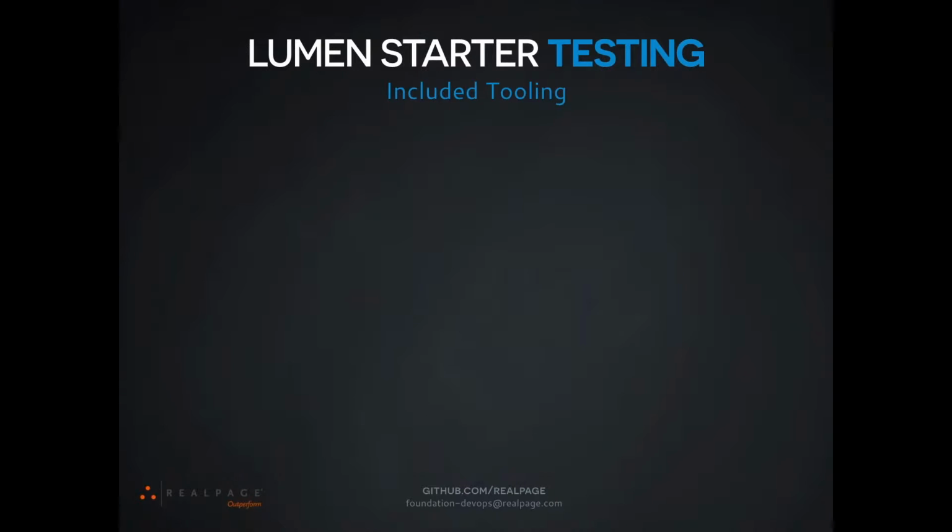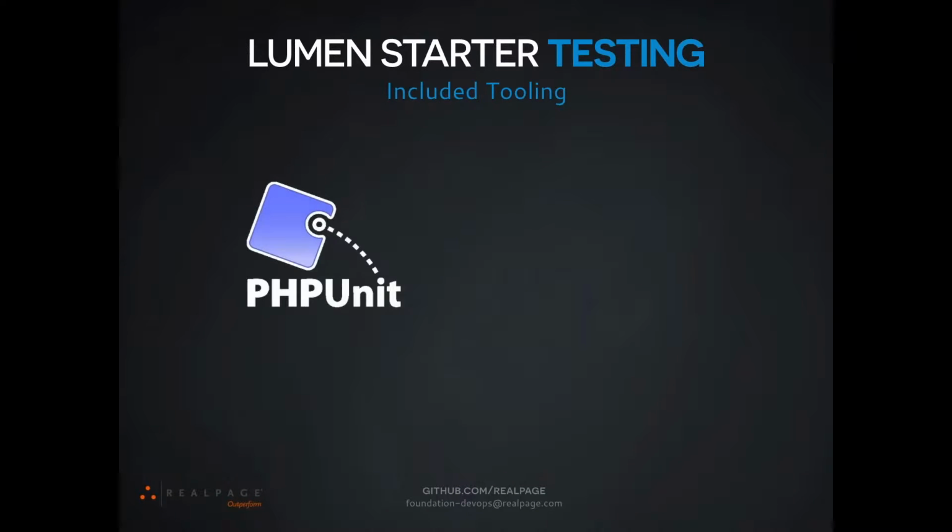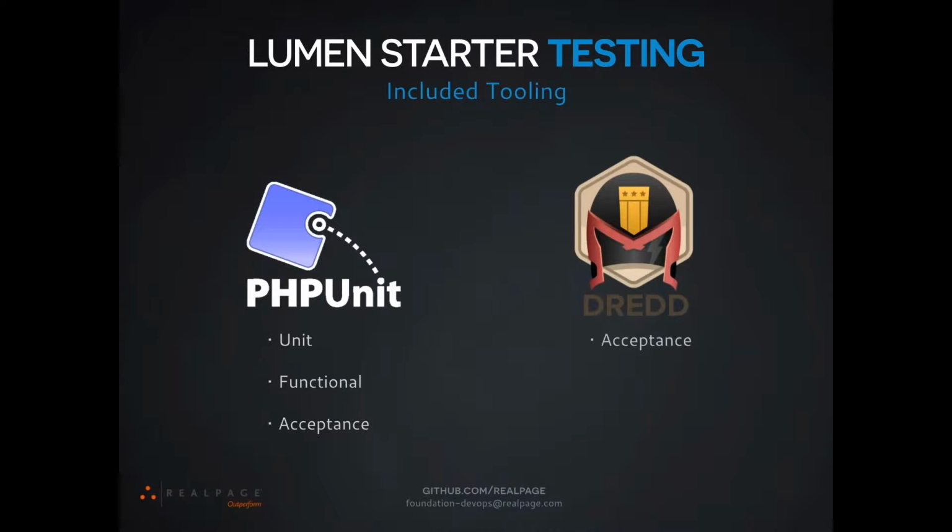So let's start by talking about what is in the Lumen starter repo from a testing perspective. So PHPUnit comes out of the box with Lumen, and we see that as a really good tool for unit, functional, and from an API perspective, it can also be really good for acceptance testing as well. We've also included Dredd, and Dredd can serve as an acceptance testing tool as well.